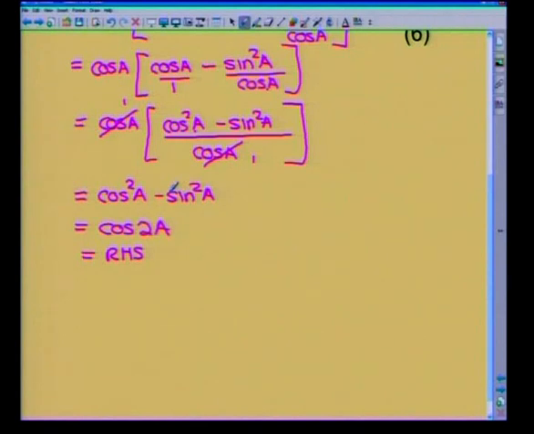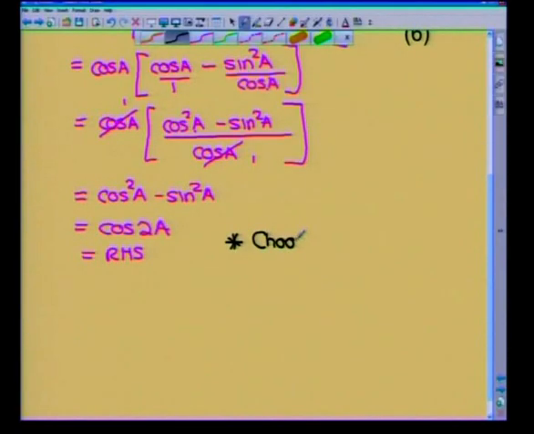Okay, so that takes me to the end of that question. I just want to quickly recap with you a little bit of grade 11 thinking on identities. I'll just remind you how it used to work. The first thing we used to do is choose the most difficult side.